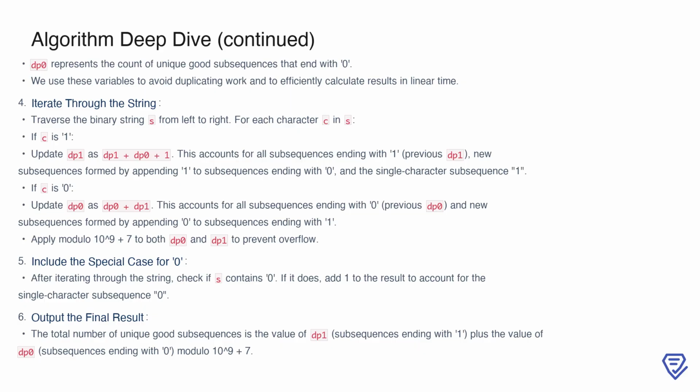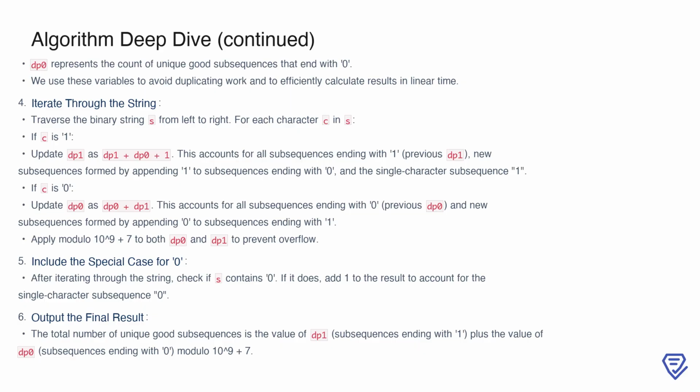The next step involves iterating through the string. For each character in the binary string, we update these variables based on whether we encounter a 1 or a 0. If the current character is 1, we update dp1 by adding the previous count of subsequences ending with 1, the new subsequences formed by appending 1 to those ending with 0, and the single character subsequence 1. If the character is 0, we update dp0 by adding the previous count of subsequences ending with 0, as well as new subsequences formed by appending 0 to those ending with 1.